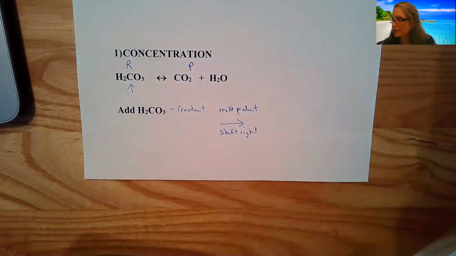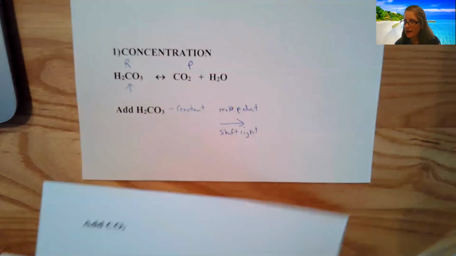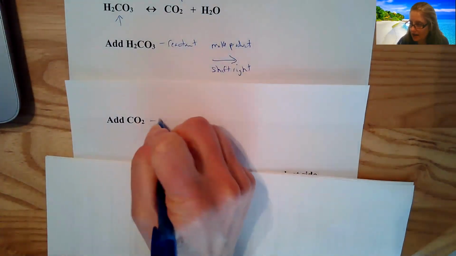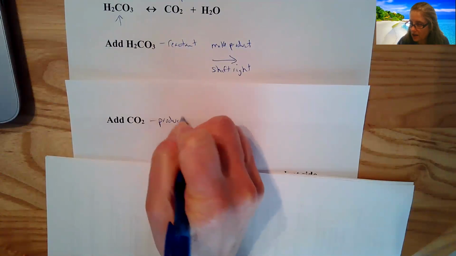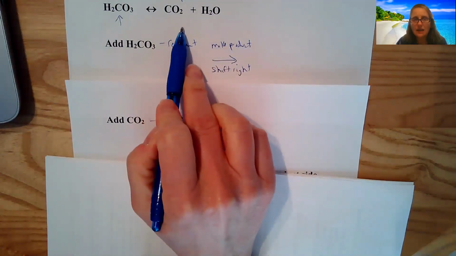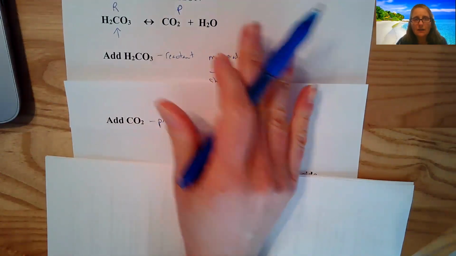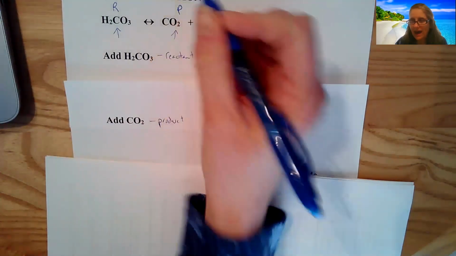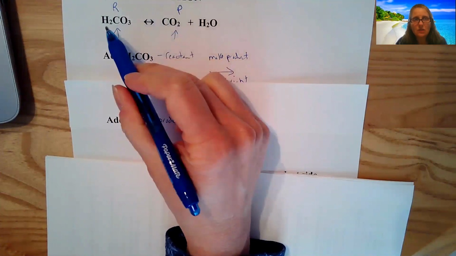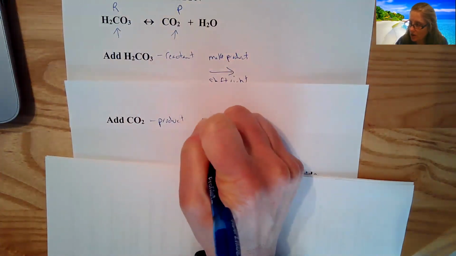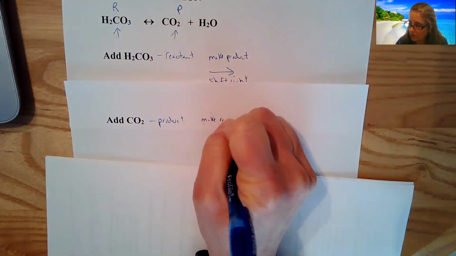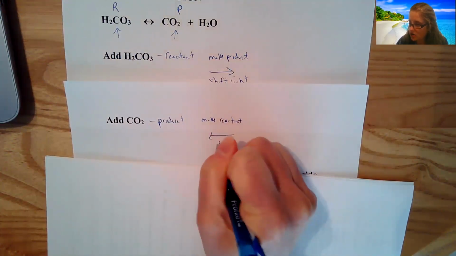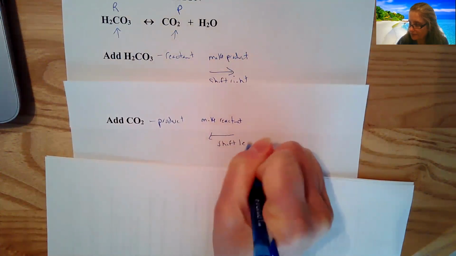I make product. Okay. If I happen to add CO2, that means I am adding product, okay? So I'm adding it to the right-hand side of this equilibrium. If I add it to the right-hand side of this equilibrium, because it is a reversible reaction, I'm adding more CO2. It's going to shift it to the left. So I'm going to make more reactant, okay? So I would say that this shifts left.